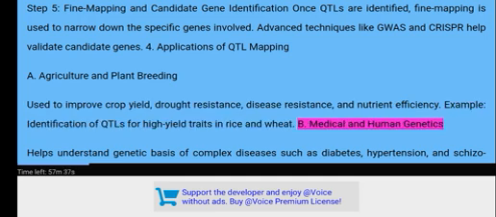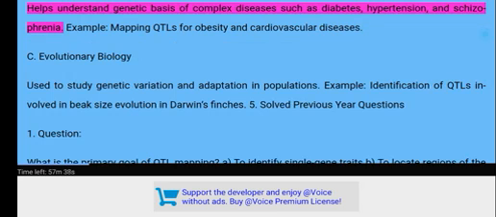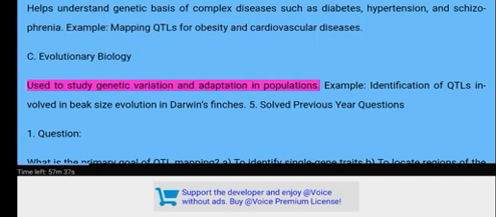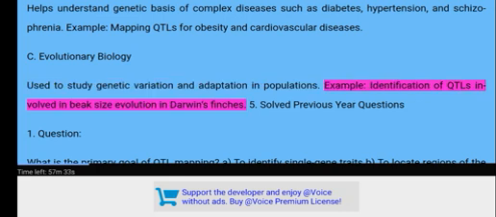B. Medical and human genetics. Helps understand the genetic basis of complex diseases such as diabetes, hypertension, and schizophrenia. Example: mapping QTLs for obesity and cardiovascular diseases. C. Evolutionary biology. Used to study genetic variation and adaptation in populations. Example: identification of QTLs involved in beak size evolution in Darwin's finches.